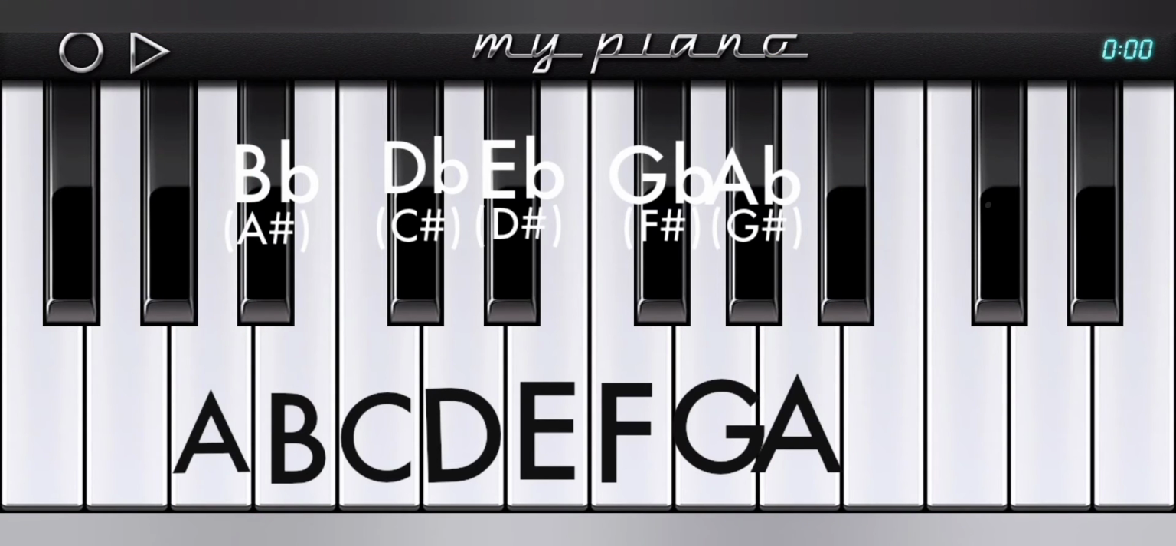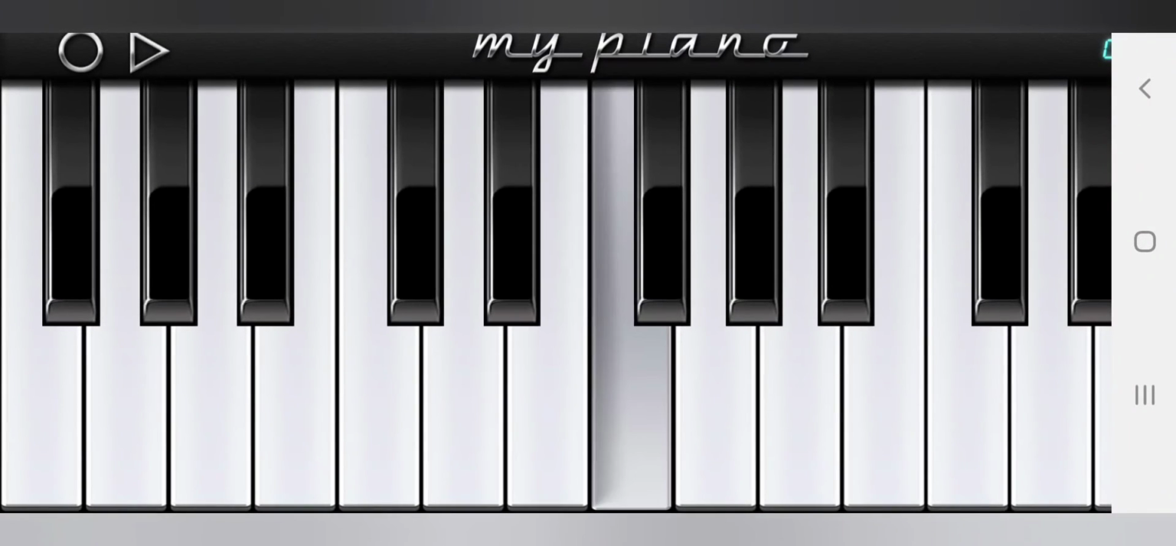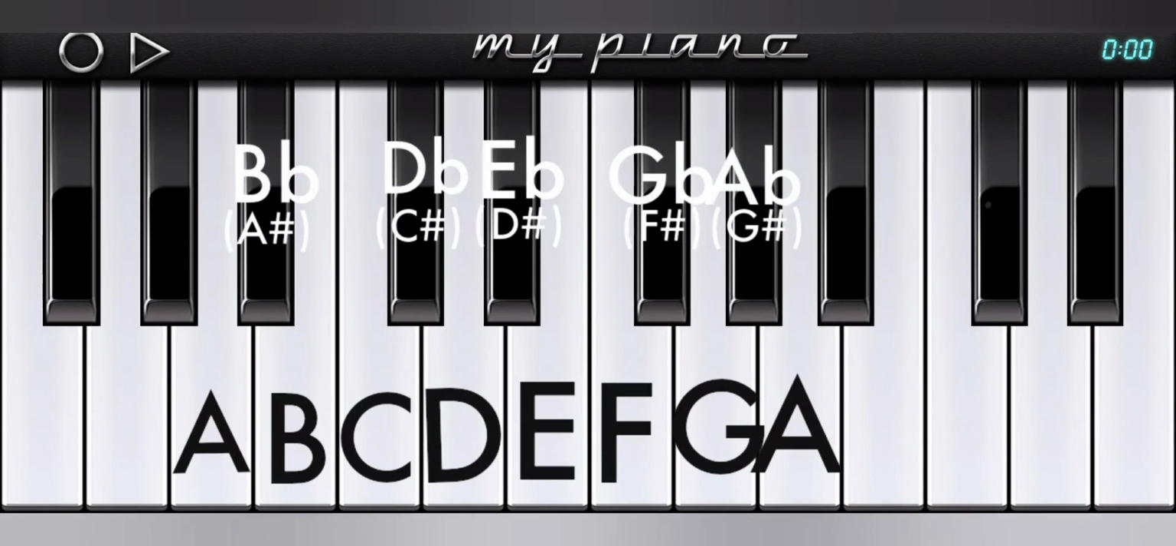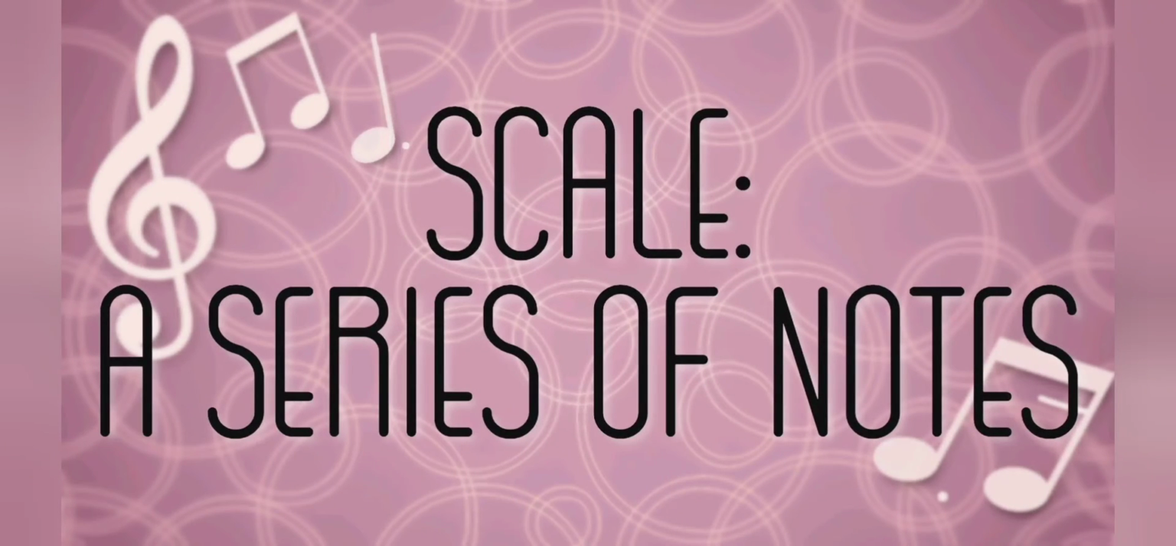So now that you understand the notes and their names, it is very important in music theory to understand the relationships between the notes. So remember that series of each note that I played earlier? That's called the chromatic scale. A scale is just a fancy word for a series of notes.